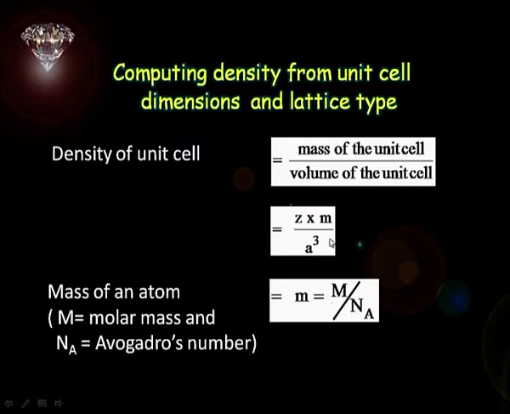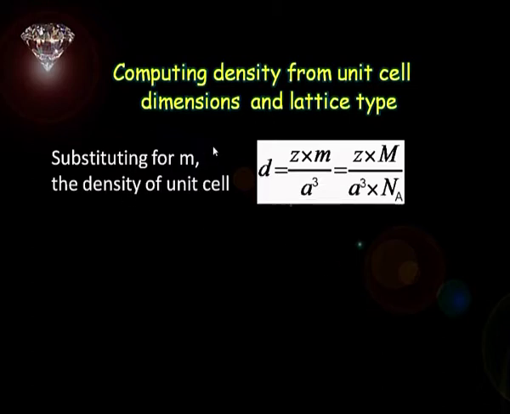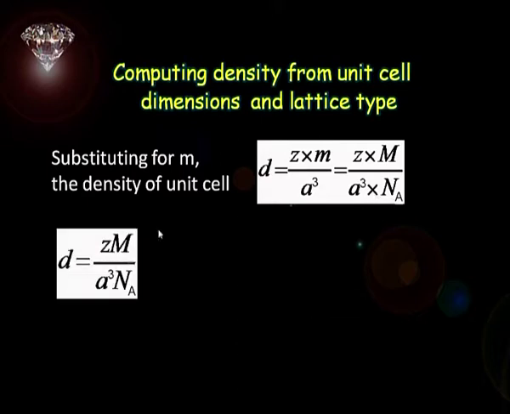If I do that substitution here, that is, if I substitute for m in terms of capital M, the molar mass, and Na, the Avogadro number, I get the density D to be equal to Z into M by a cube Na, which we can write as the formula D equals Z M by a cube Na, with the terms as explained earlier.